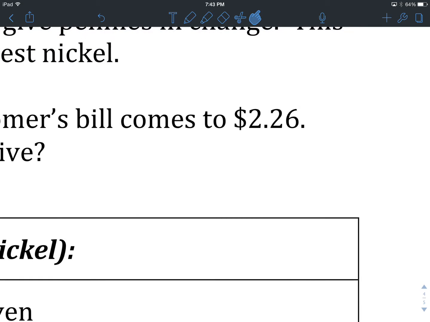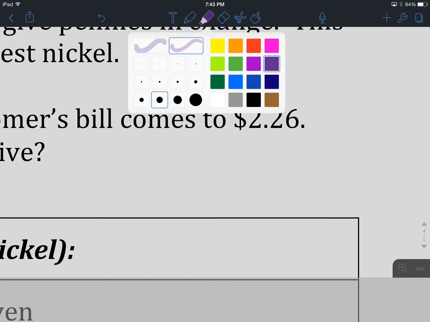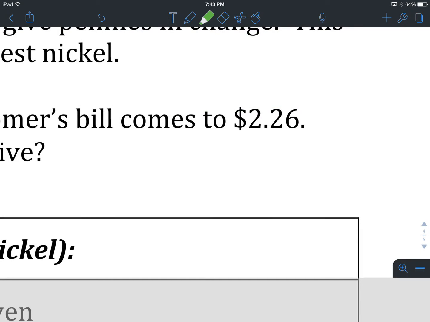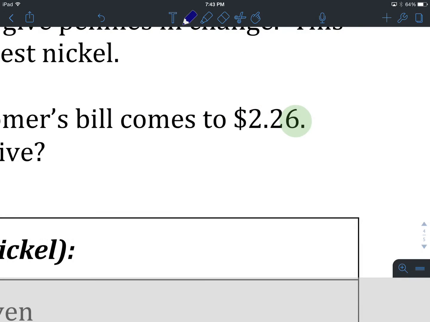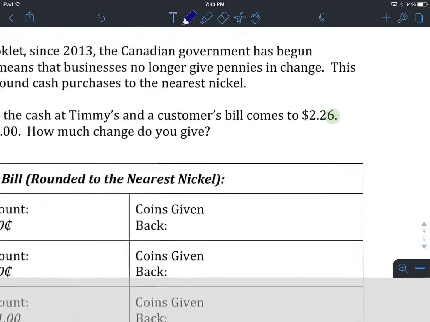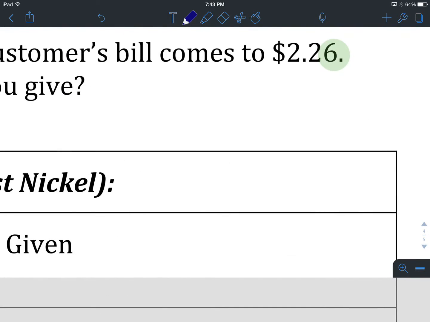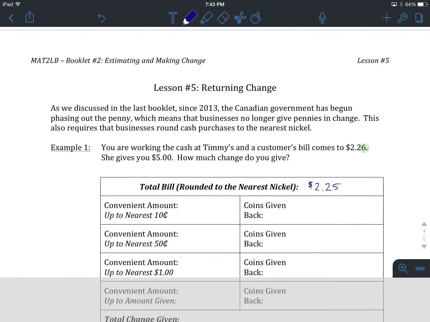$2.26. So the first thing we're going to do, and this is a review from the last lesson of the first booklet, is look at the hundredths place value, which is cents, and we have a 6. Now the 6, as you recall, doesn't want us to round up to the nearest tenth. We are going to round down to the nearest nickel. So our rounding will take us to $2.25. That is going to be our nearest nickel.